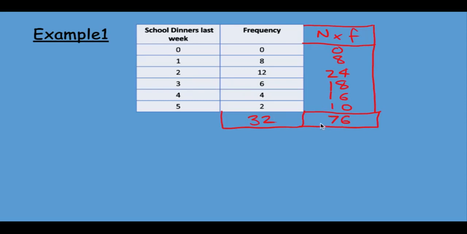So that tells us there were 76 meals in total, eaten by 32 people. So we want to find the mean. We've got 76 divided by 32. Okay, so I've got, to 2 decimal places, 2.4 meals. So I can't really have 2.4 of them. You either had school dinners or you didn't. So we would say the average person had school meals about twice last week.